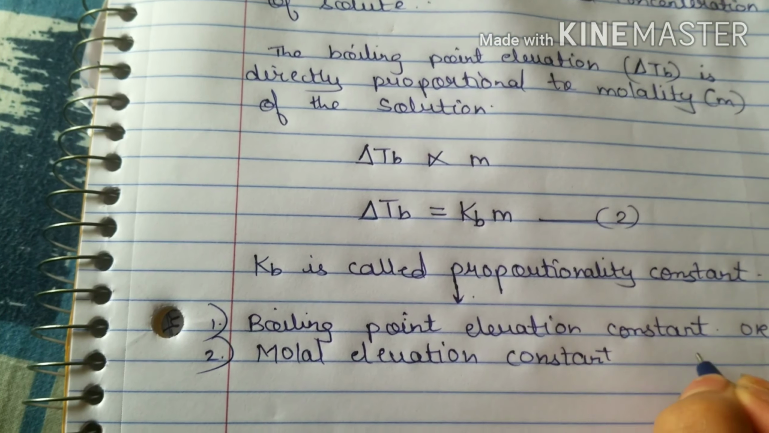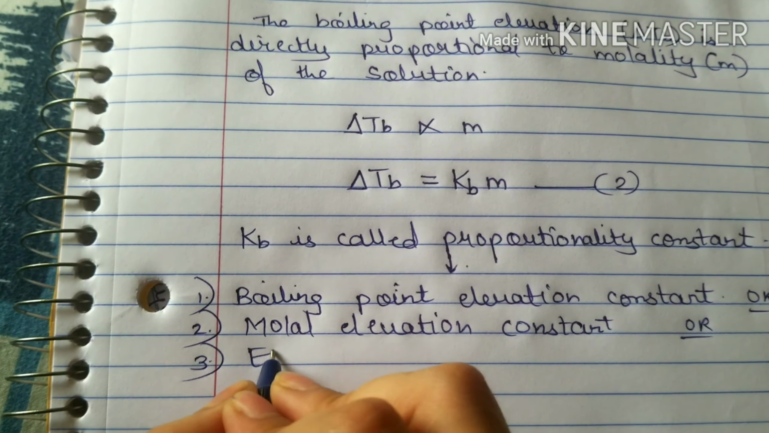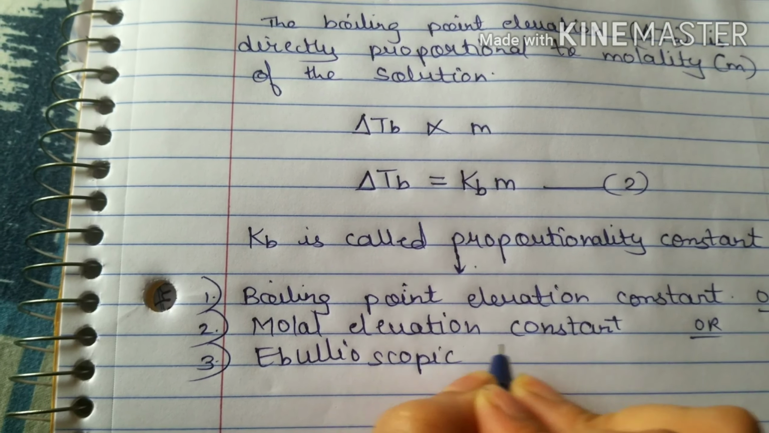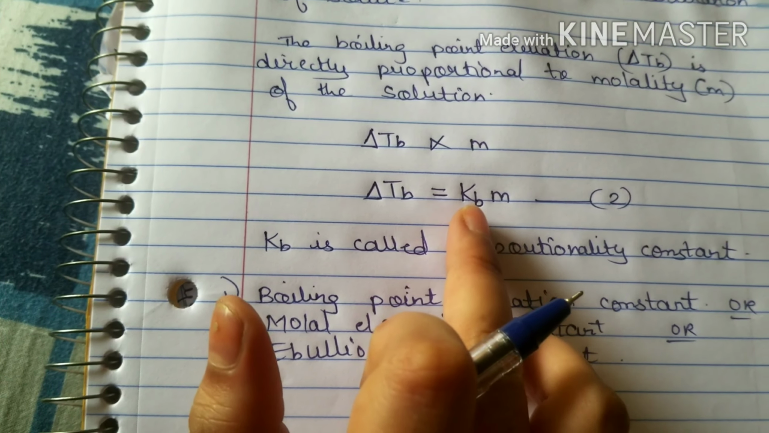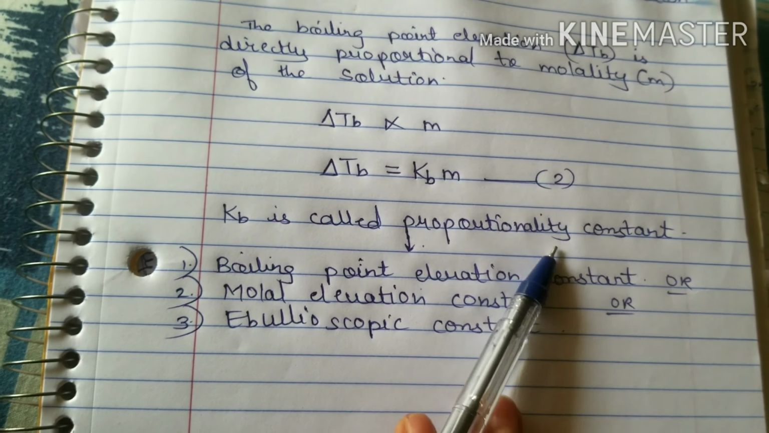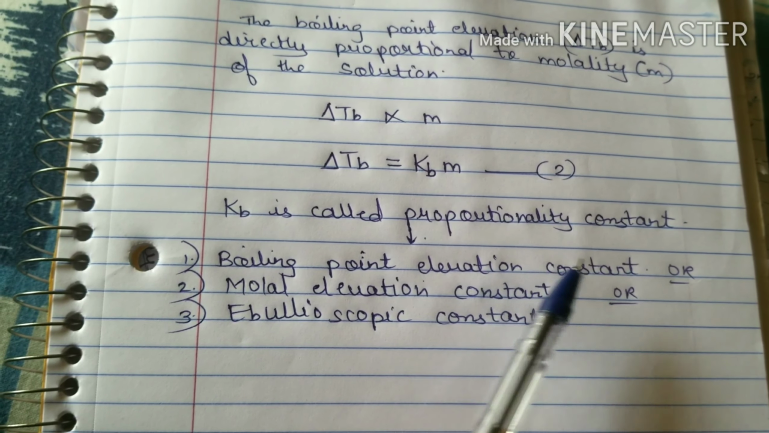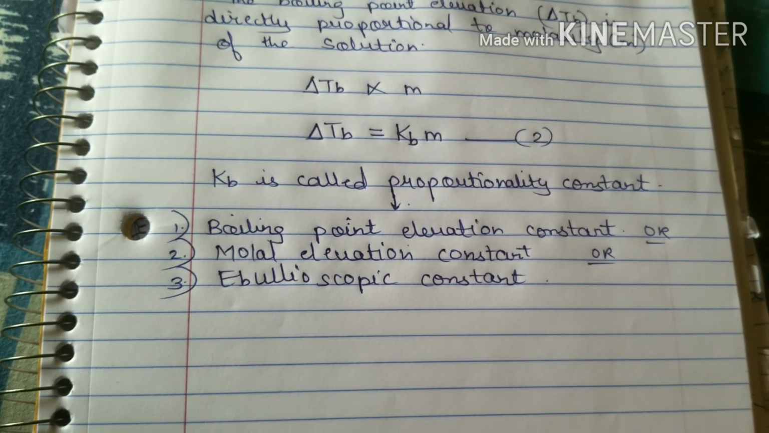Okay, this is OR. And the third name is also called the ebullioscopic constant. So this KB here is called the proportionality constant, and the 3 names given to this proportionality constant are boiling point elevation constant, molar elevation constant, and ebullioscopic constant.